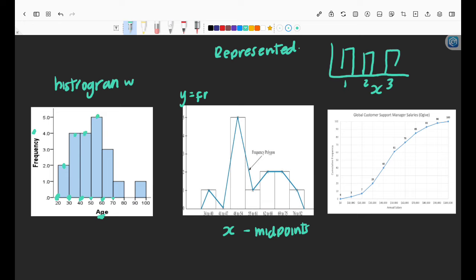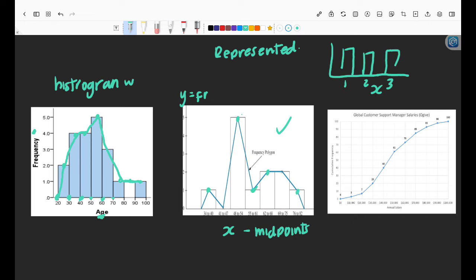So you go to the midpoints of your histogram, and then you draw it, right? So you would have something like this. Excuse how it looks. Just like how you have it here, you have it on the midpoints of your histogram, right?